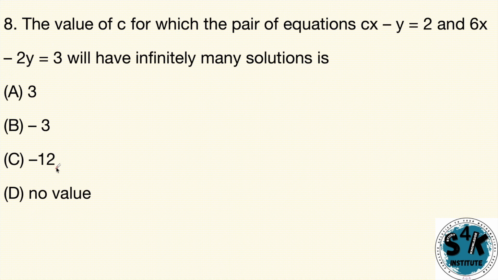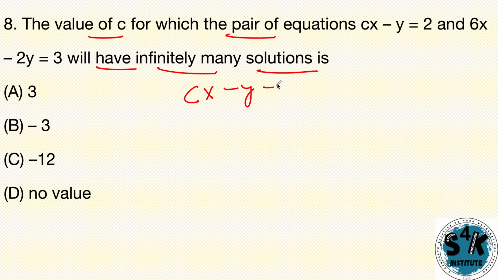Let's do the next question. The value of c for which the pair of linear equations has infinitely many solutions. To have infinitely many solutions, the ratio should be the same, right? So first write down in the standard form: cx minus y minus 2 is equal to 0.